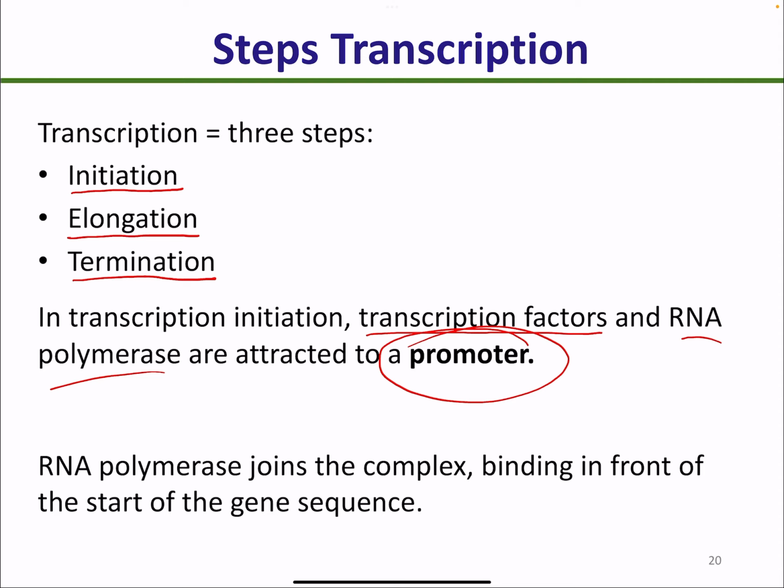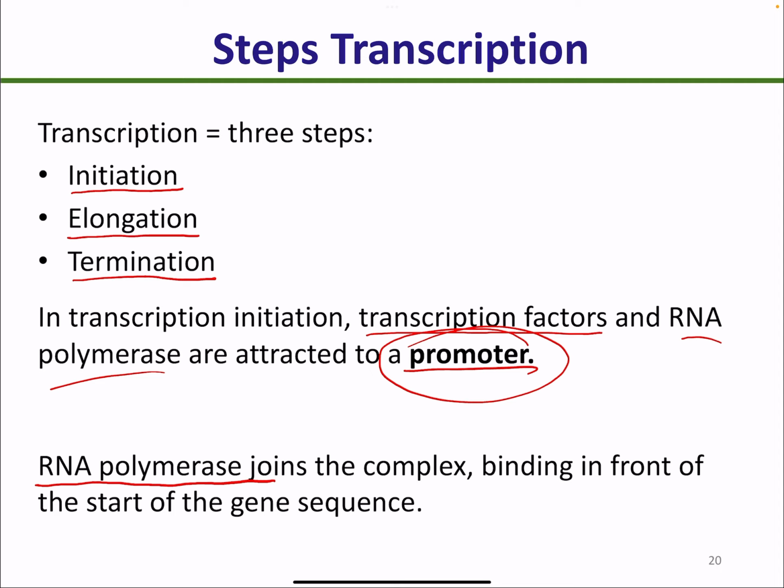Remember that. Let me repeat that. Initiation of transcription is going to happen when transcriptional factors attach to RNA polymerase and pull RNA polymerase to the promoter area. This is when RNA polymerase will start doing its job. Okay? Without the formation of the complex of RNA polymerase and transcriptional factors, there is no transcription.